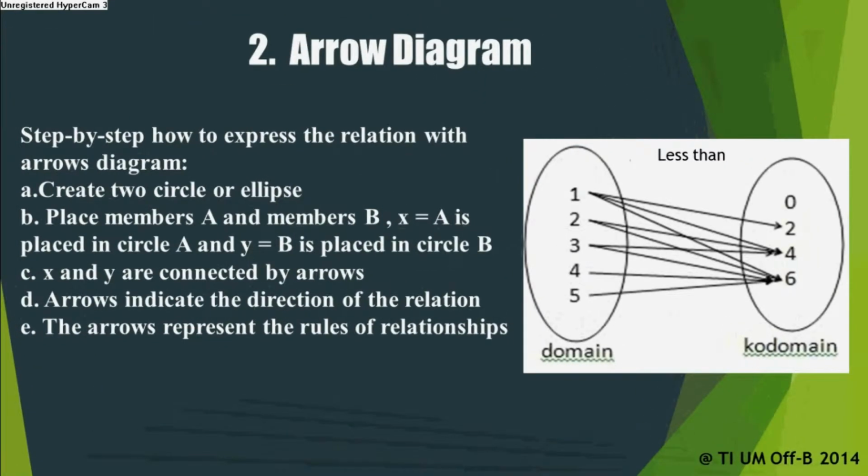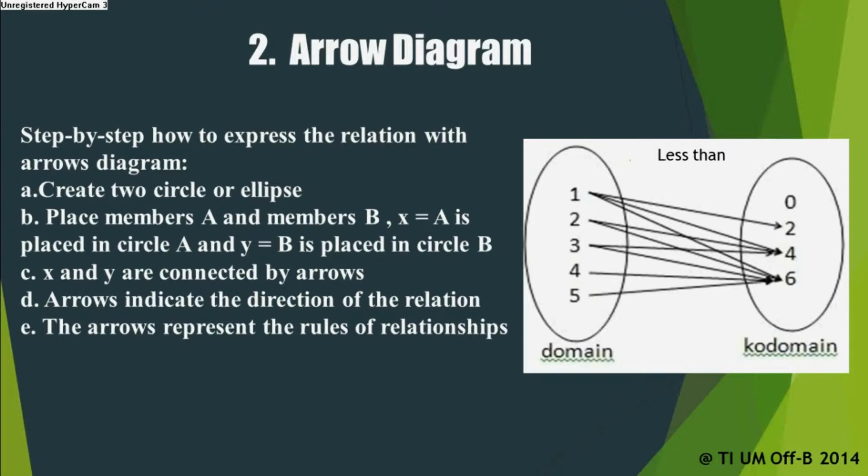Number 2, a row diagram. Step by step, how to express the relation with a row diagram. A. Create two circles or ellipses. B. Place members of A and members of B. X in A is placed in circle A and Y in B is placed in circle B. C. X and Y are connected by a row. D. A row indicates the direction of the relation. E. The arrow represents the rule of the relationship. You can look at the picture.